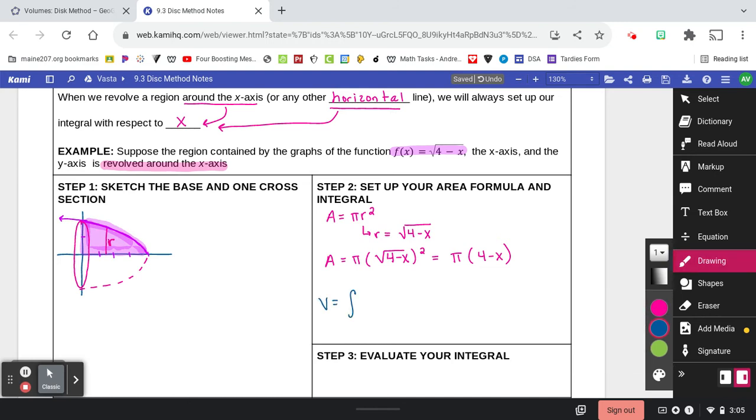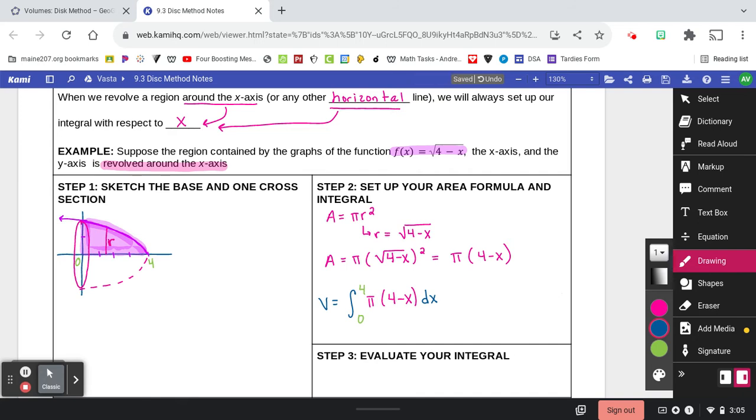That means that my volume here is going to be the integral from my beginning x value, which is 0, to my ending x value, which is 4. And I'm going to have pi times 4 minus x inside of my integral.